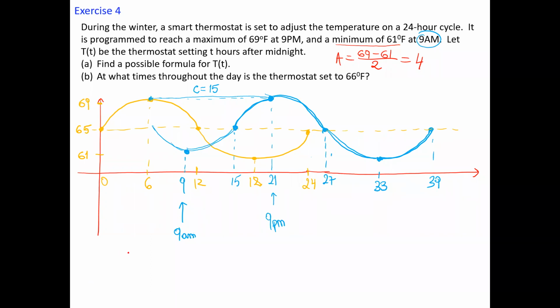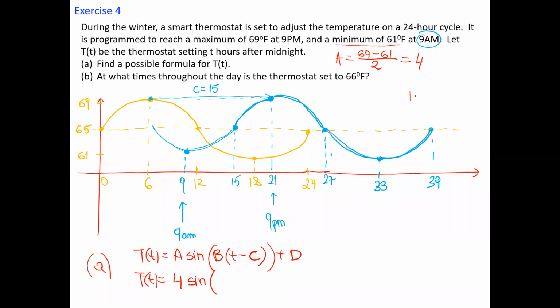Let's find out the formula. The temperature depends on T. We decided to use the sine model, quantity B, we will compute this, T minus C, horizontal shift, and plus D, vertical shift. The final answer for part A: amplitude is 4, sine, and quantity B is the same as in the previous question. Original 2 pi, always divide by the period given, 24, which gives us pi over 12. We shift 15.